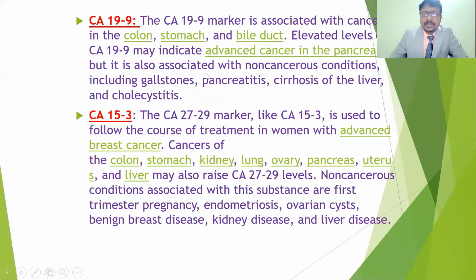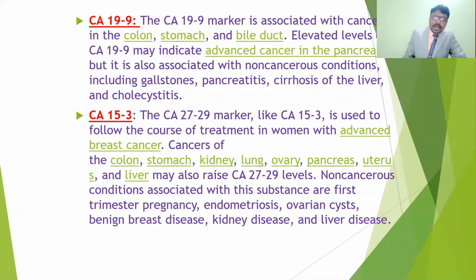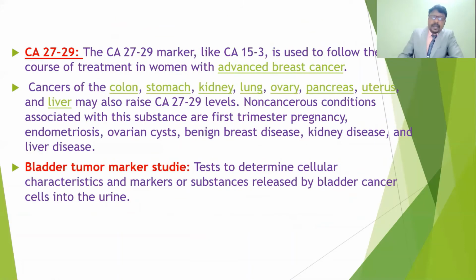And also in the case of pancreatitis or gallstones, these levels are going to be increased. And CA 15-3 is also used to follow the course of treatment in advanced breast cancers. These also can be increased in those who have colon, stomach, or kidney cancers. And also CA 27-29. These markers are used to follow advanced breast cancers. So in the treatment of breast cancer, we are going to check CA 27-29.